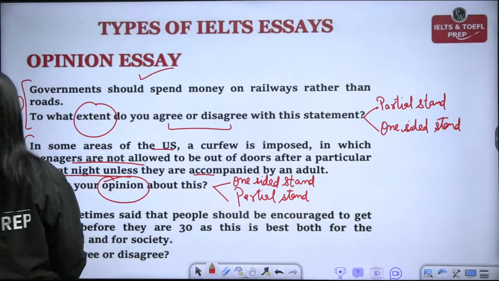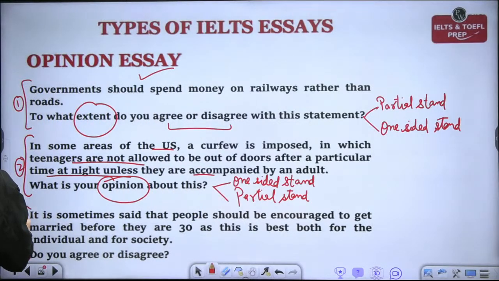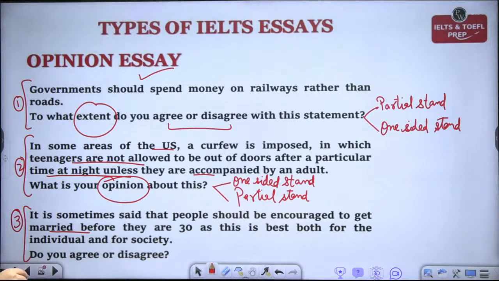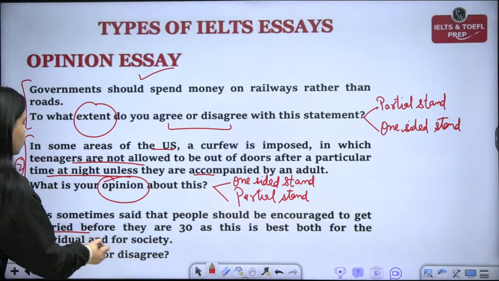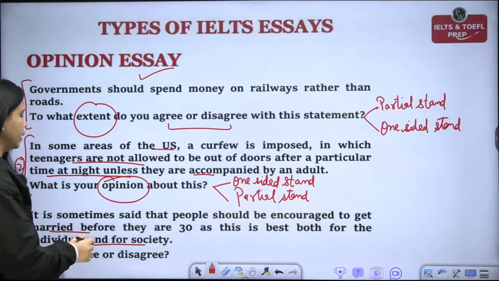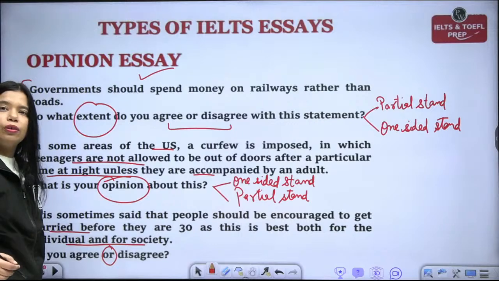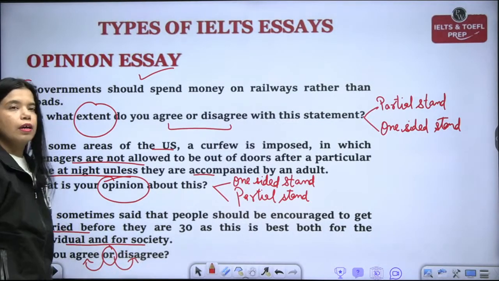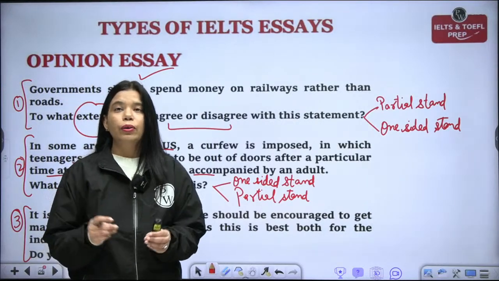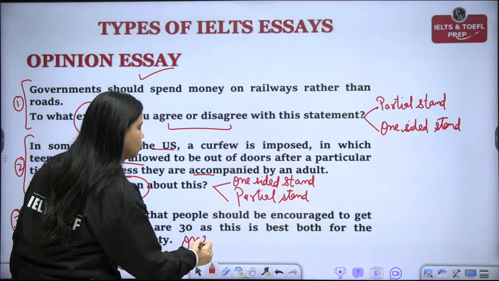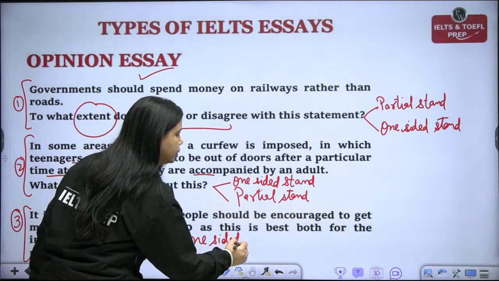Moving on, the third possibility says, it is sometimes said that people should be encouraged to get married before they are 30, as this is best for both individual and for society. Do you agree or disagree? Now you don't have a choice. They have given you this conjunction or. Now you can either go in this direction or you can go in this direction. Either you can completely agree or you can completely disagree. Now you can't have a partial stand. So here you don't have a choice. You'll take a one-sided stand here.